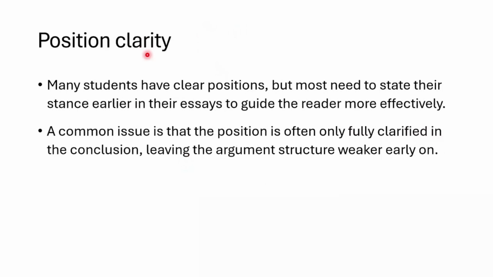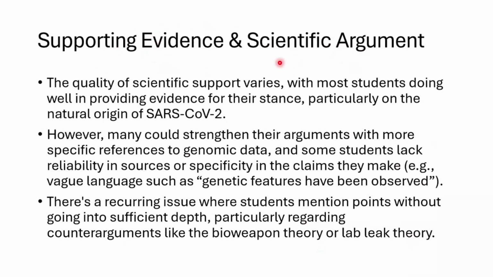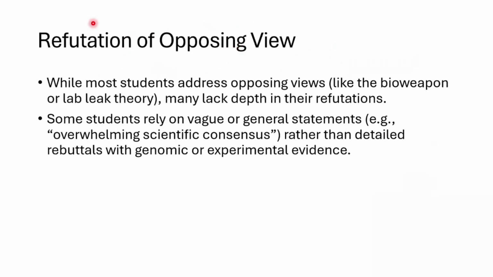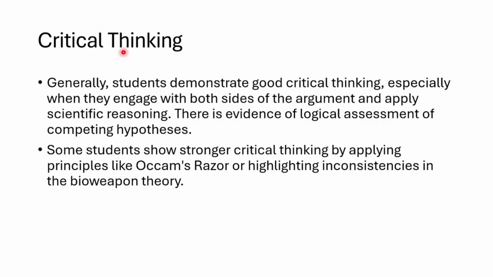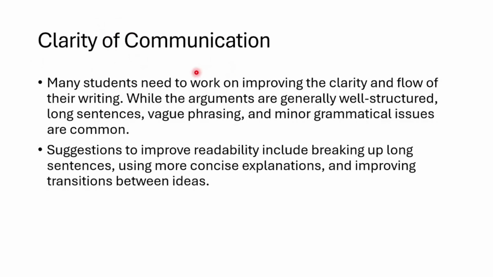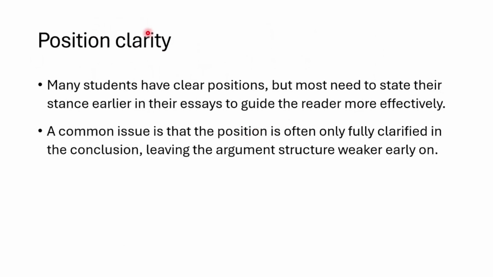For the assignment, this is assignment number 3. So I divided it into 5 categories where I graded the assignment: the clarity of your position, the supporting evidence and scientific argument, refutation of the opposing view. As I told you, tell me the other side and say why you don't like it. Critical thinking, this is just the general thinking through your text, and then obviously the communication. This point here counts for 2 out of 10.